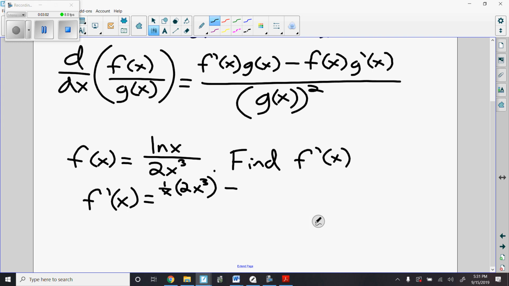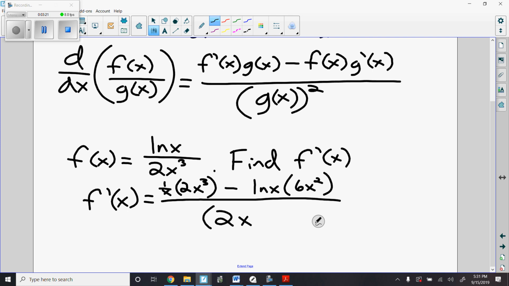Minus the top function, natural log x, times the derivative of the bottom. The derivative of the bottom would be 6x squared. All divided by the bottom function squared. Now it's the entire 2x cubed that's being squared. And this answer we have right here is a correct final answer for our f prime of x.